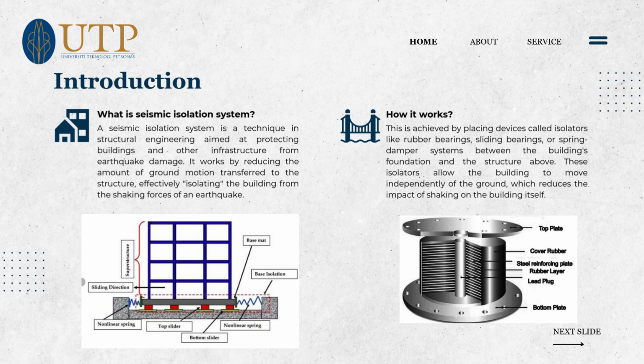Seismic isolation works by installing isolators such as rubber bearings, sliding bearings, or spring damper systems between the building's foundation and the structure above it. These isolators allow the building to move independently of the ground, which lessens the shaking force on the structure and helps it remain stable.